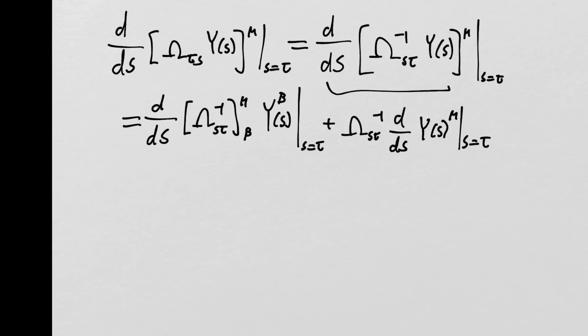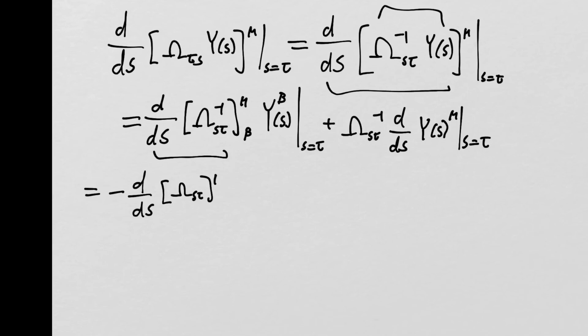So that's a simple, I'm sorry, did I say chain rule? I meant product rule. It's the product rule applied to this expression right here. And then I make the one little tricky maneuver. That is, I take this guy and I replace it with minus d by ds of omega st, omega st mu beta y beta at s equals t. And I'll show you why we can do that in a moment.